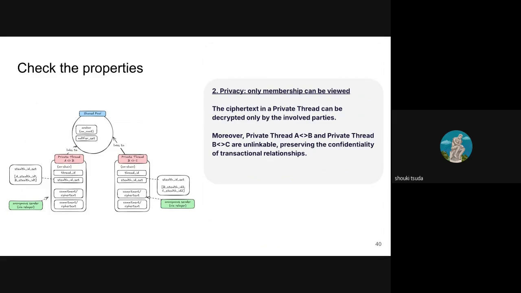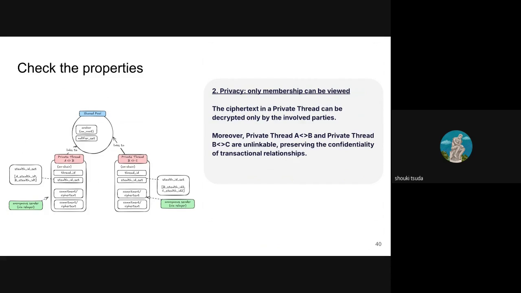Next is the privacy. The ciphertext in private threads can only be decrypted by the receiver, similar to traditional shielded pools. In the future, we should be able to design viewing keys that support adding and removing members from a thread.